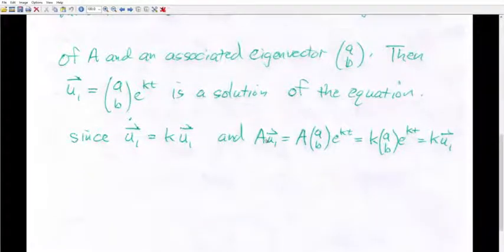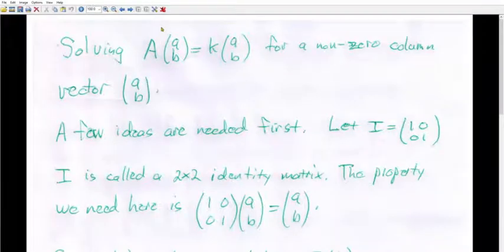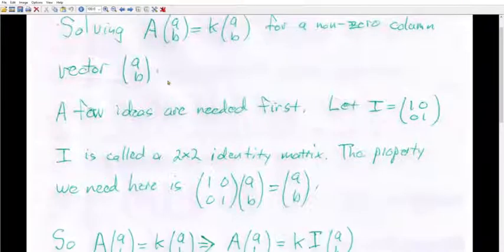And when we do the multiplication by the matrix, Au1 will be A times (a, b) e to the kt, and since (a, b) is an eigenvector, this multiplication gives us k (a, b) e to the kt, which is k u1. So we've got a solution. Now, what we need to talk about is how do you solve A times (a, b) equals k (a, b) for a non-zero column vector (a, b). A few ideas are needed before we can talk about how to do this.